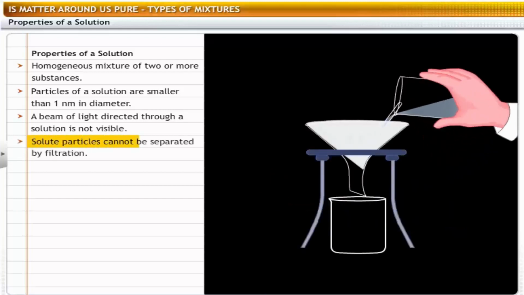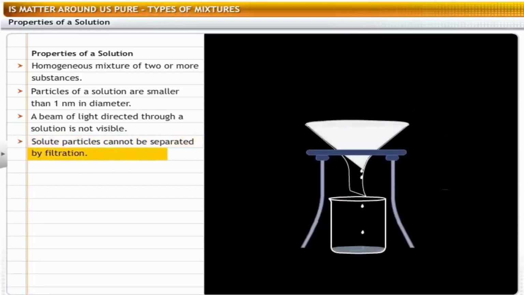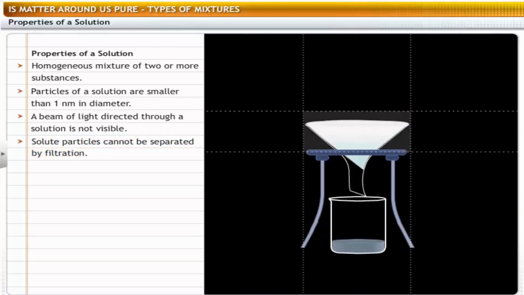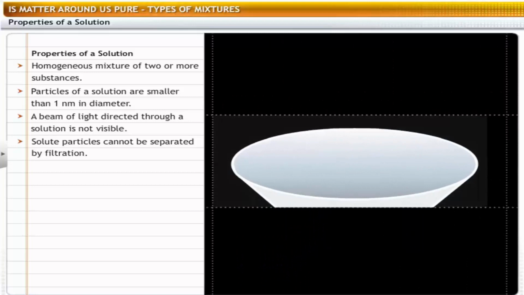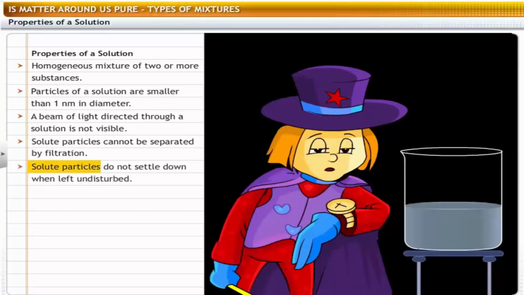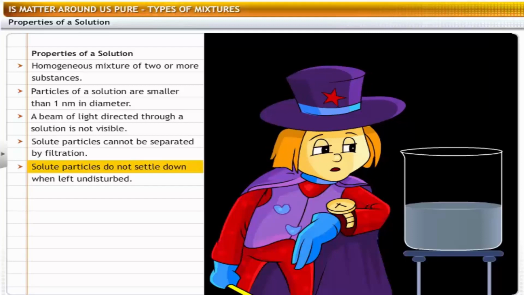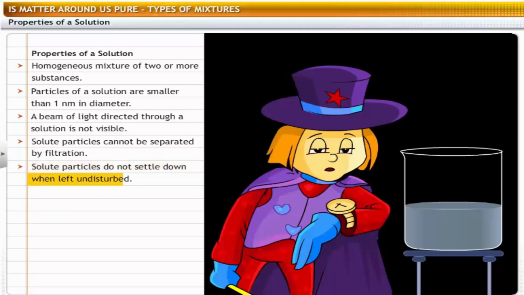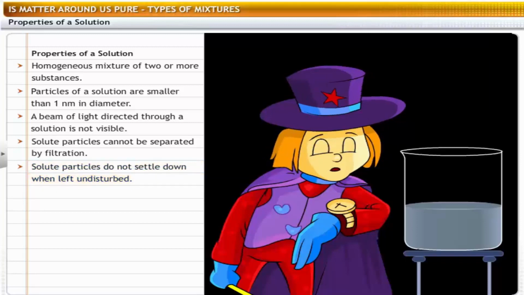The solute particles cannot be separated from the mixture by filtration. Since the particles are very small, they pass through filter paper. When a solution is stable, it means that the solute particles do not settle down at the bottom of the container even if you leave the solution undisturbed for a while.